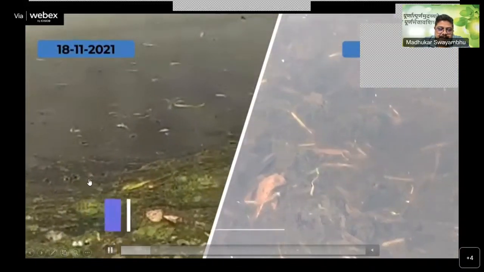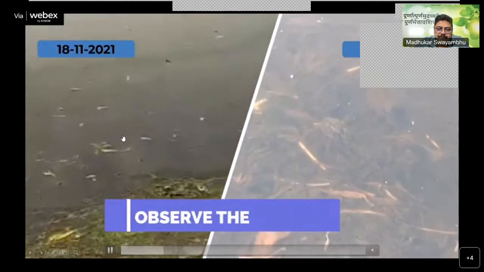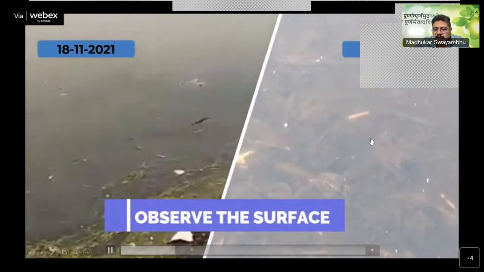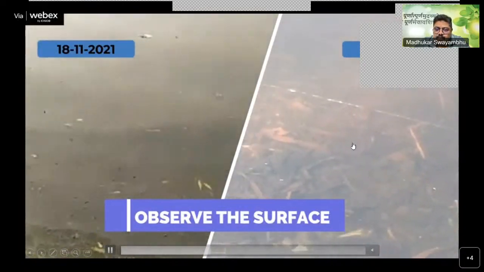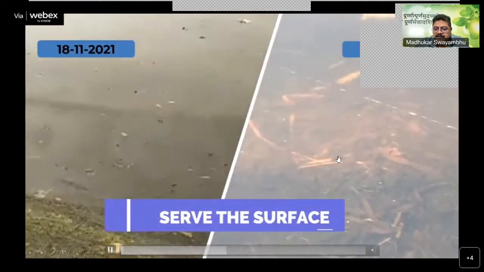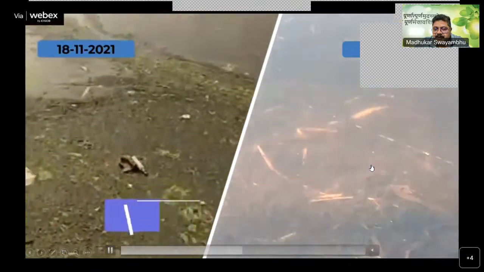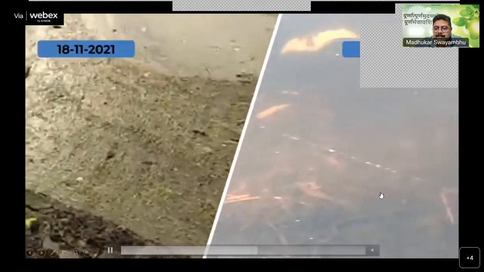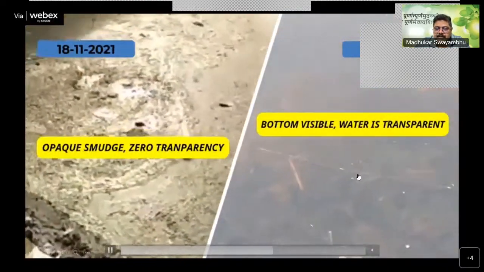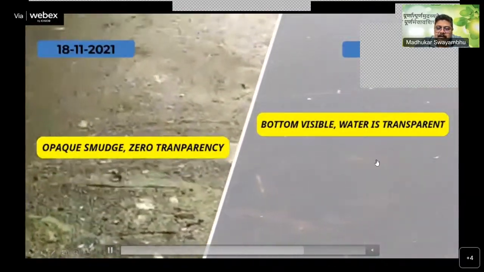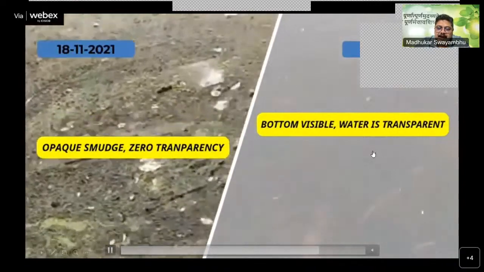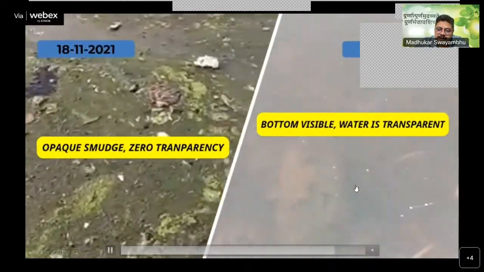Now, this was pre-treatment. You see the top surface is opaque. This is after 10 days. You can see through the water surface. What you're seeing is the bottom of the tank, standing on the embankment, right? So the bottom has become visible, the water is transparent. So when the transparency is going up, that means viscosity is going down.